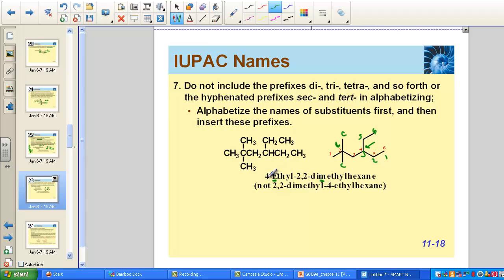Notice this, we have a dash, 4-ethyl, dash, 2,2, dash, dimethylhexane. I'll repeat that. The numbers, then a dash, then the word, then a dash, but the numbers are separated by commas. Numbers to words receive dashes, commas between the numbers, and the prefixes are going to attach directly to the root word at the end. 4-ethyl-2,2-dimethylhexane.